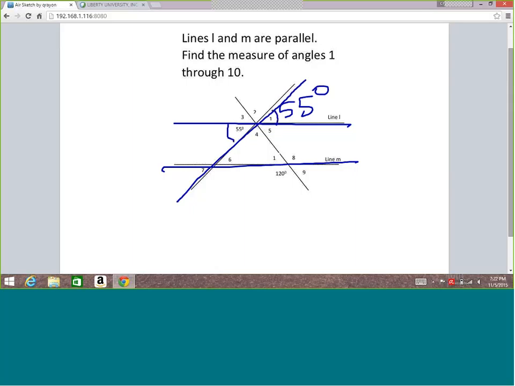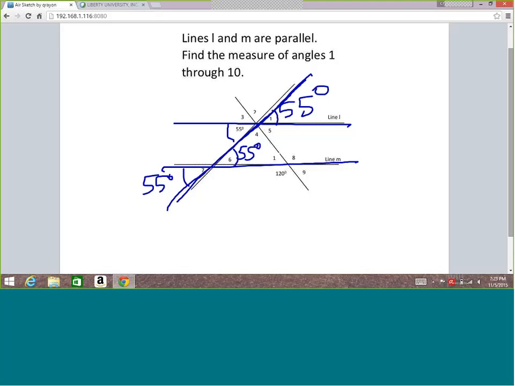Angle 1, 55 degrees. And using the parallel line relationship, I also see that 6 and 7 have to be the same as angle 1 and the 55 degrees. So these are each 55 degrees, because I'm using lines L and M are parallel, and I'm using this blue third line that's intersecting them.